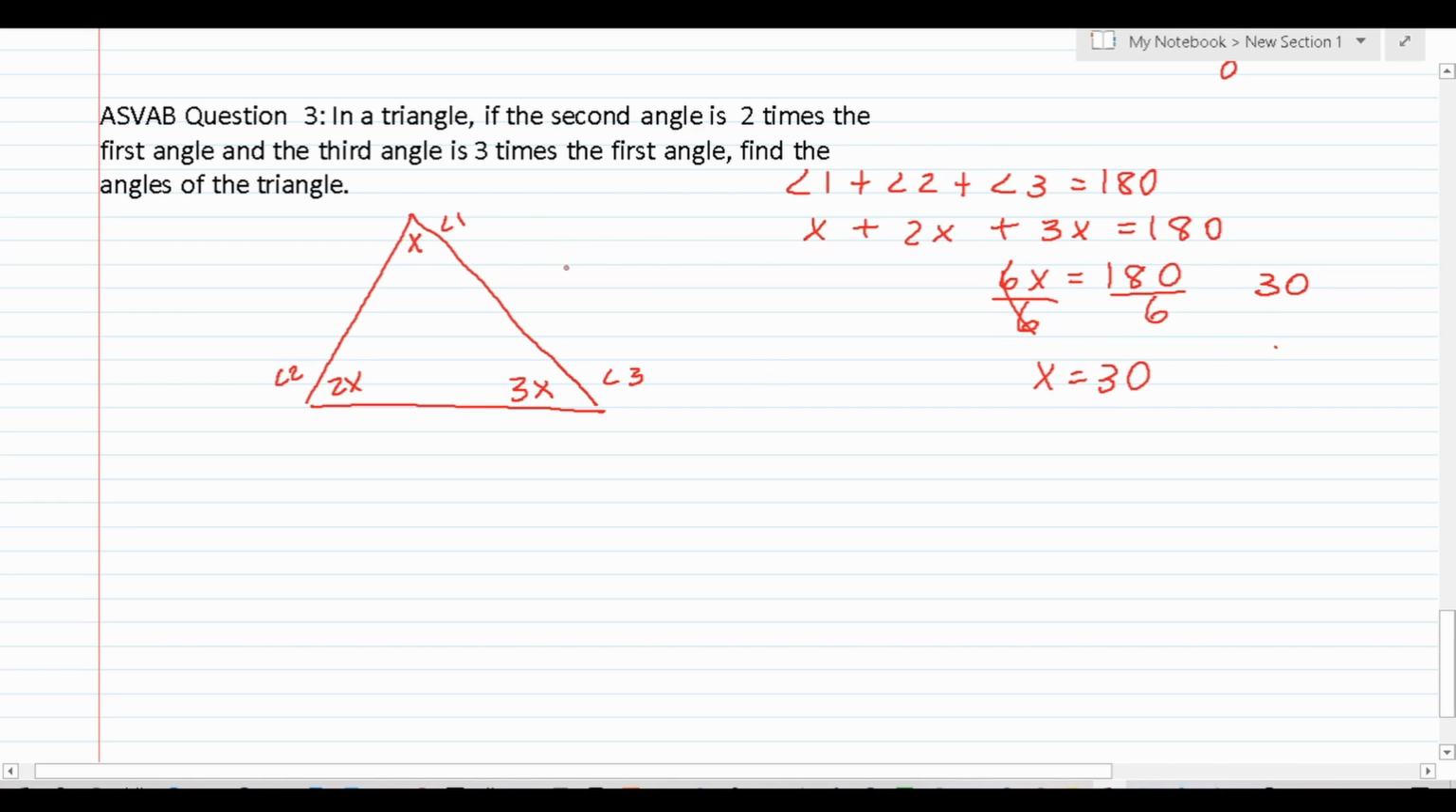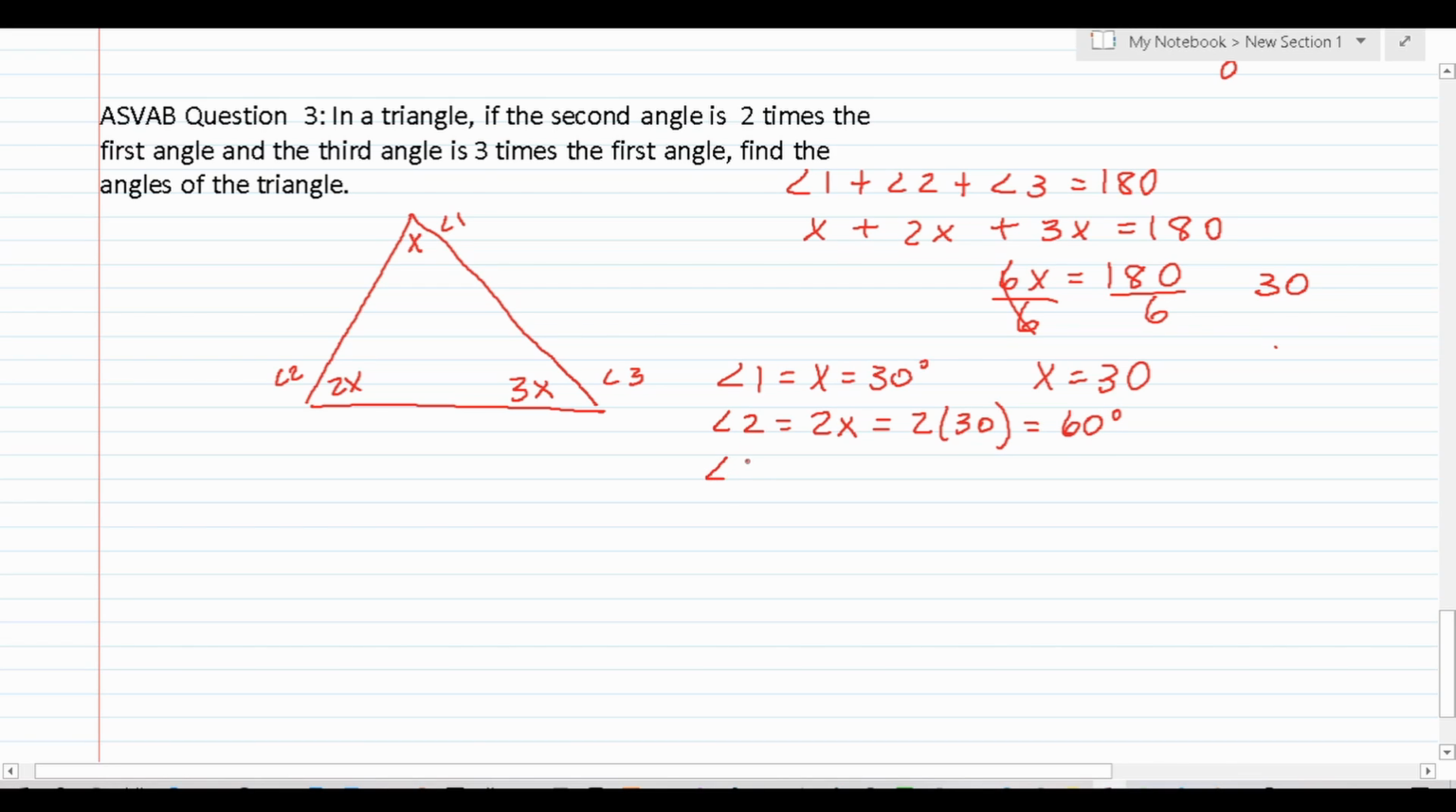Again, the question asked us to find the angles of the triangle. We know angle 1 corresponds to x, which is 30 degrees. We know angle 2 similarly corresponds to 2x. Since we know what x is, we can solve for angle 2 pretty easily by plugging in x accordingly. So this becomes 2 times 30. 2 times 30, of course, is going to be 60 degrees.